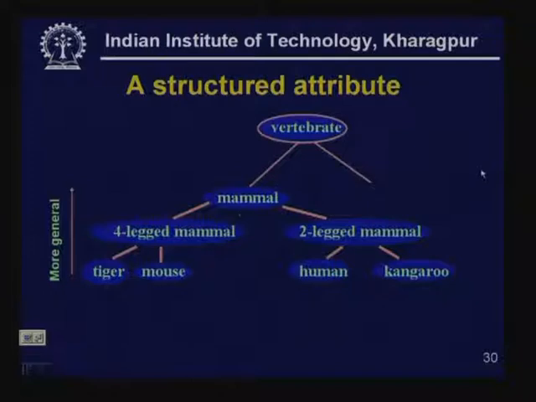Among vertebrates you have mammals, birds, fish. Among mammals, you can classify them as 4-legged mammals and 2-legged mammals. Under 4-legged mammals, you have tiger, mouse, deer, etc. Under 2-legged mammals, you have human, kangaroo, etc. So, this is an example of a classification hierarchy, and this is also an example of a structured attribute. And in this direction, we have more general classes.